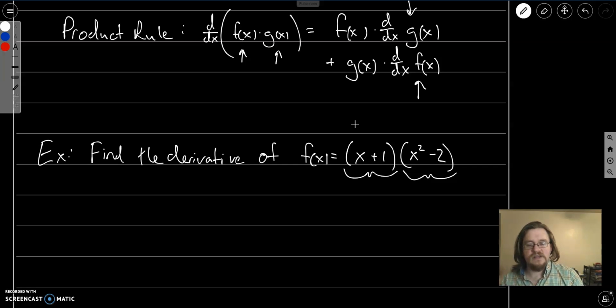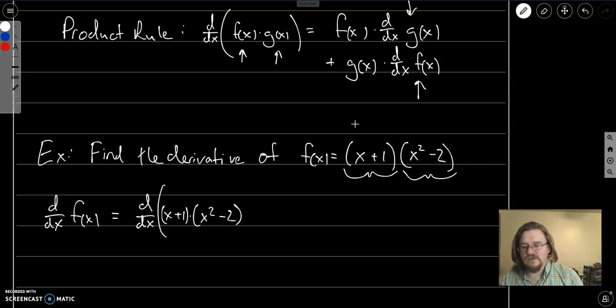So if I want to take the derivative of this guy, I'm going to write down a bunch of steps that in the future I'll do a little bit quicker. So if I want to take the derivative of this whole thing, so if I want to take the derivative of f of x, this is going to be the derivative of x plus 1 times x squared minus 2, and we want to take the derivative of this whole thing, so I'm going to add some big old parentheses in there.